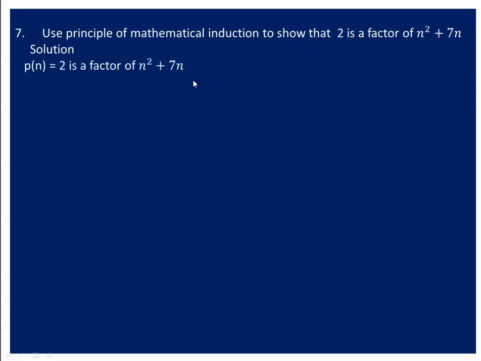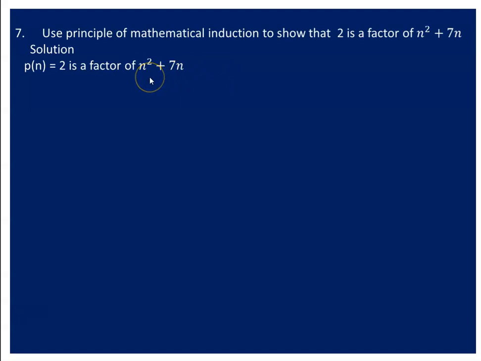2 is a factor of n squared plus 7n. Dear students, let's substitute 1 in place of n and see what's going to happen. 1 squared is 1 and 7 times 1 is 7, and 1 plus 7 makes 8. Do you agree with this? 2 is a factor of 8? Yes. What if I take number 2? 2 squared makes 4, and 7 times 2 is 14. 14 plus 4 makes 18, and 2 is a factor of 18, it works.